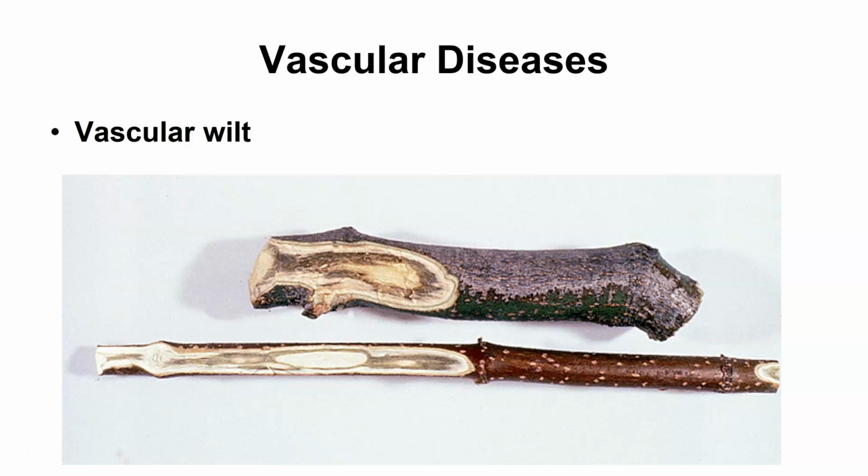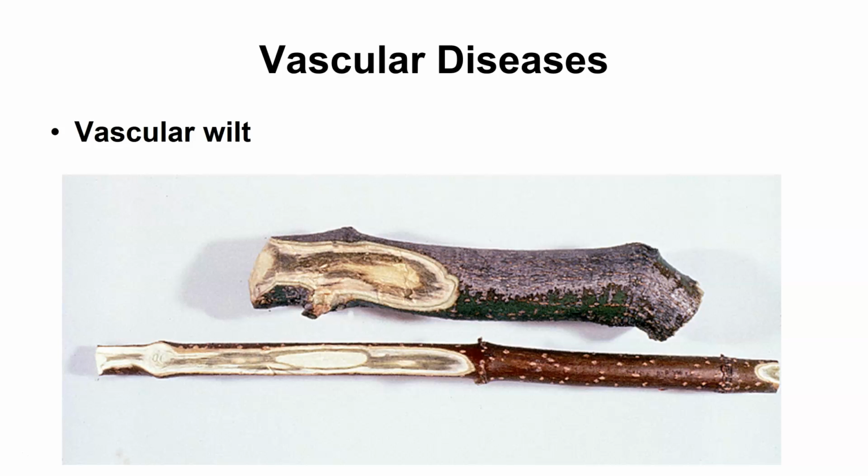Vascular diseases occur when something gets into the xylem or the phloem and is able to block it or do something to it. This creates a much larger problem for the plant. Rather than being localized in one area, it tends to spread out and become generalized throughout the entire plant.